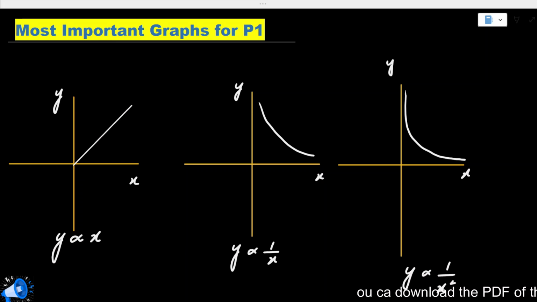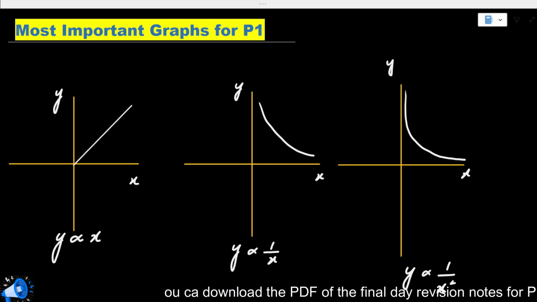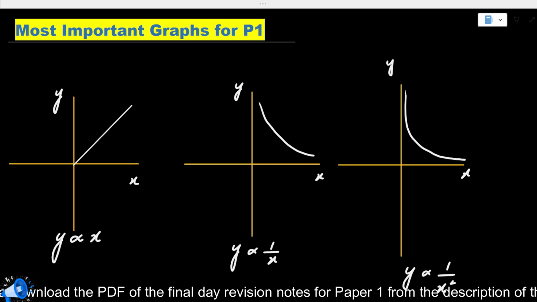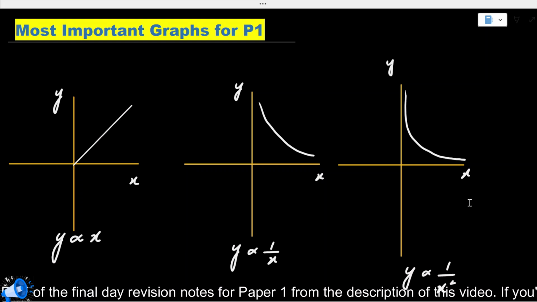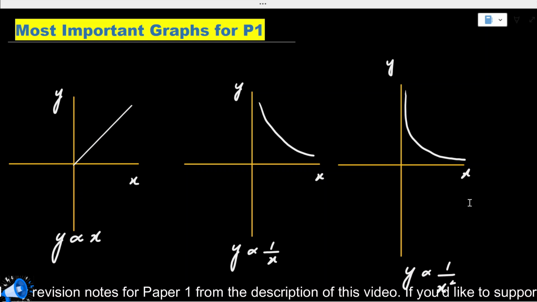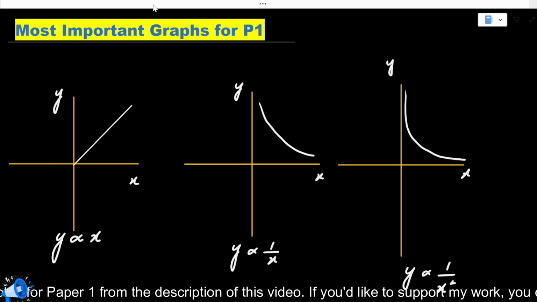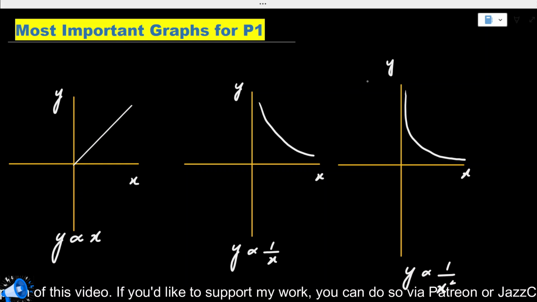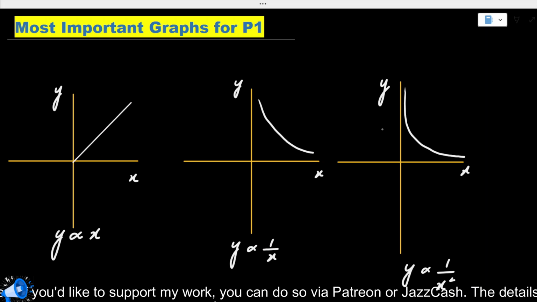In this video, we have 6 most important graphs that you need to learn for paper 1 of A-level physics. Most important ones. The thing is, they don't ask you for these graphs directly, but some of the questions you come up with the equations in which you have to identify the shapes of the graphs into the given situation.